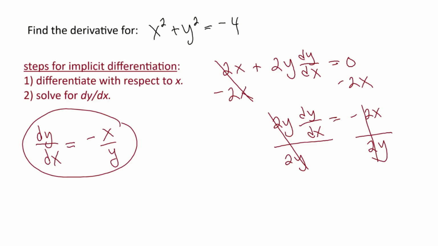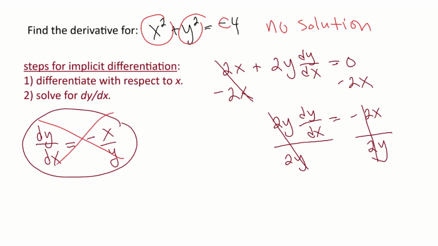But this was a trick question. Think about it. You can't add two positive numbers and get a negative. This equation has no solution points. There is no graph. You can't have a slope of a tangent line if there's no line and no graph to be tangent to. So remember this.